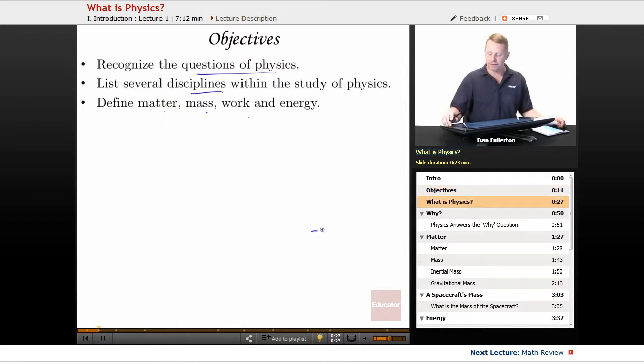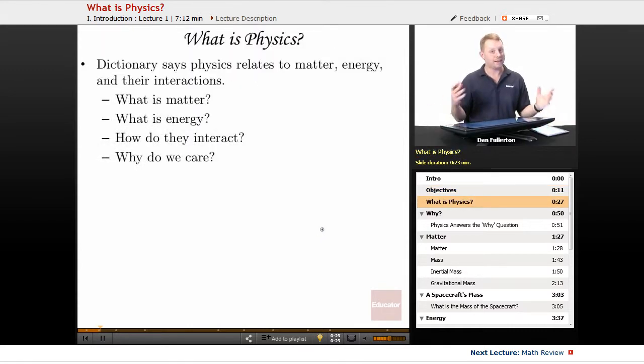So let's start off by talking about what is physics, because that's kind of a loaded question. The dictionary says physics relates to matter, energy, and their interactions. But what is matter? And what is energy? How do they interact? And more importantly, why do we care? Physics is kind of the study of everything.